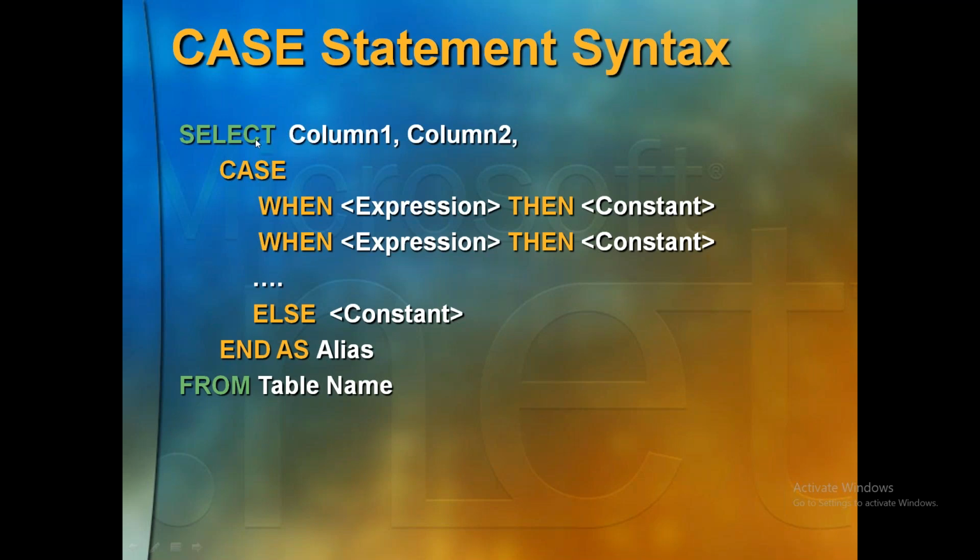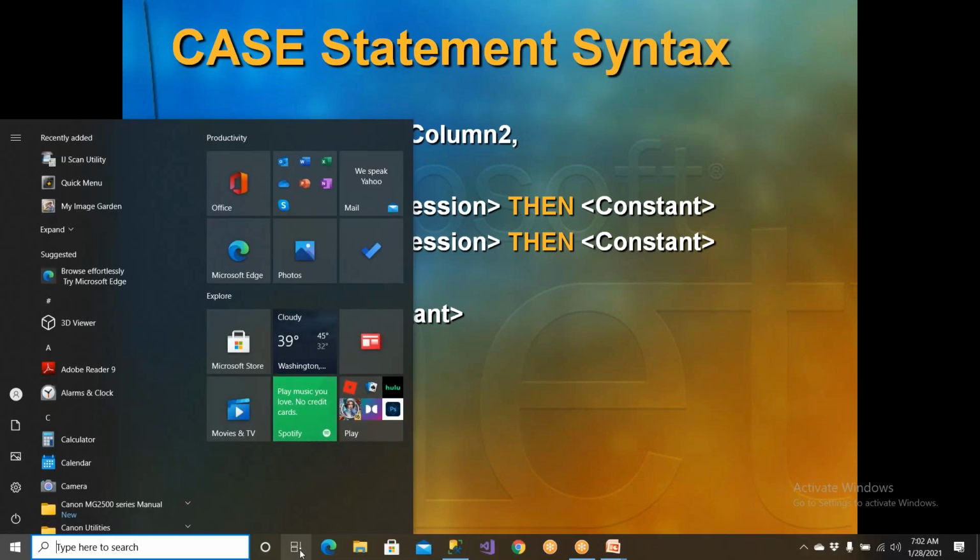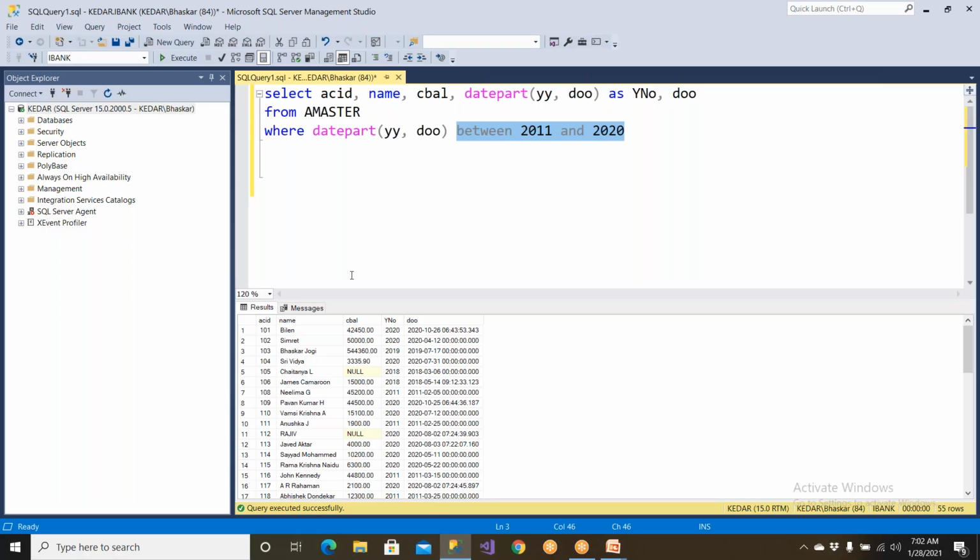So you can have select star or column one, column two, comma, case, this is starting, and the case you need to end. When something is true, then you do like this. If something is true, you do like this, else you do like this, and as alias. Clear? Let me give you one simple example.